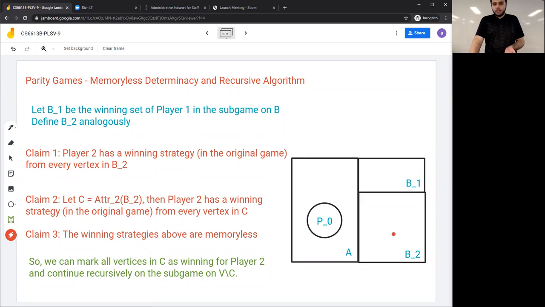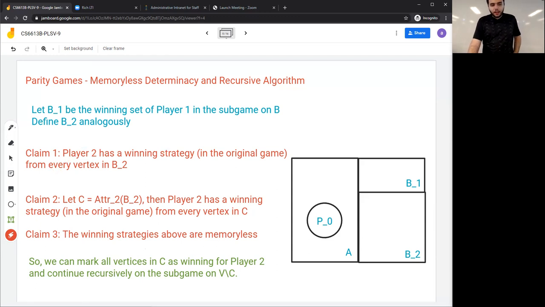And what is the winning strategy? It's just play your strategy in the subgame. Because B was a trap. And if he just keeps playing his strategy in the subgame, player one has no way of exiting the subgame, and then player two will win. So this claim was quite easy to prove.